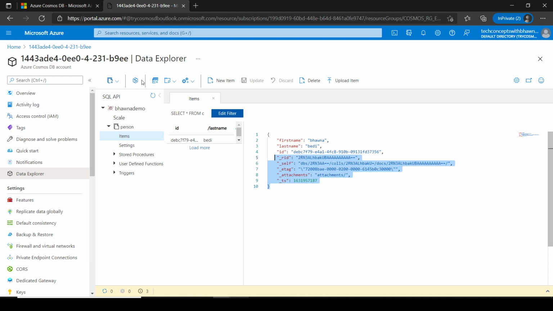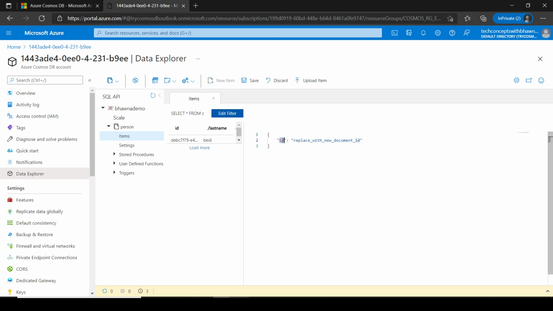And similarly, let's create one more item. Now in this case, I'll specify the ID as 123. Then again, I'll create the first name, again I'll write Bhavna over here, Bhavna 2, and then I'll write my last name again as baby 2.